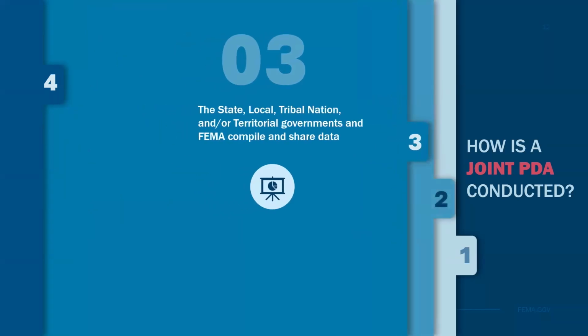During the joint PDA, FEMA and state, local, tribal nation, and territorial government staff should regularly discuss their findings. If there are disagreements or questions, they should work together transparently to resolve them and reach a common understanding. Once the joint PDA teams finish their damage assessments, FEMA will provide the state, tribal nation, or territory emergency management officials with a final summary of findings, including the validated cost estimates.